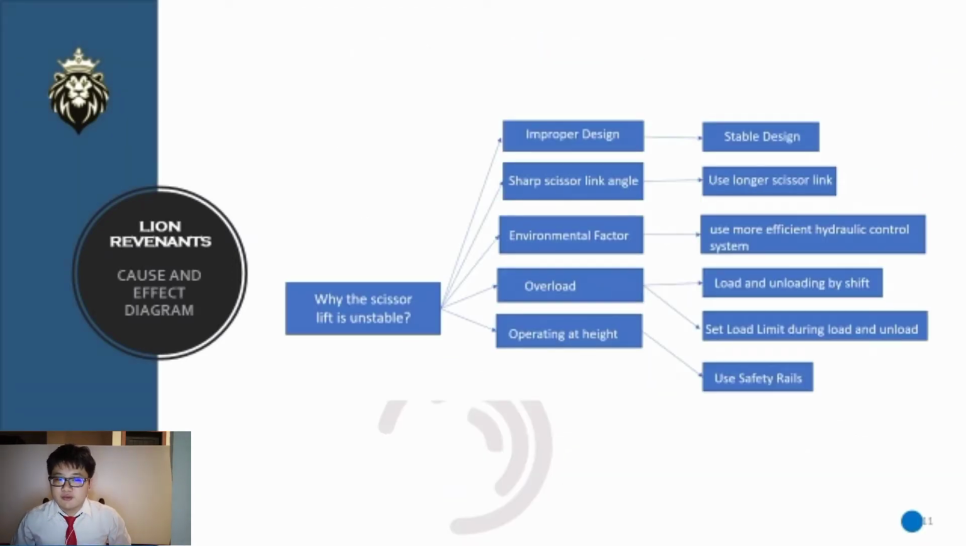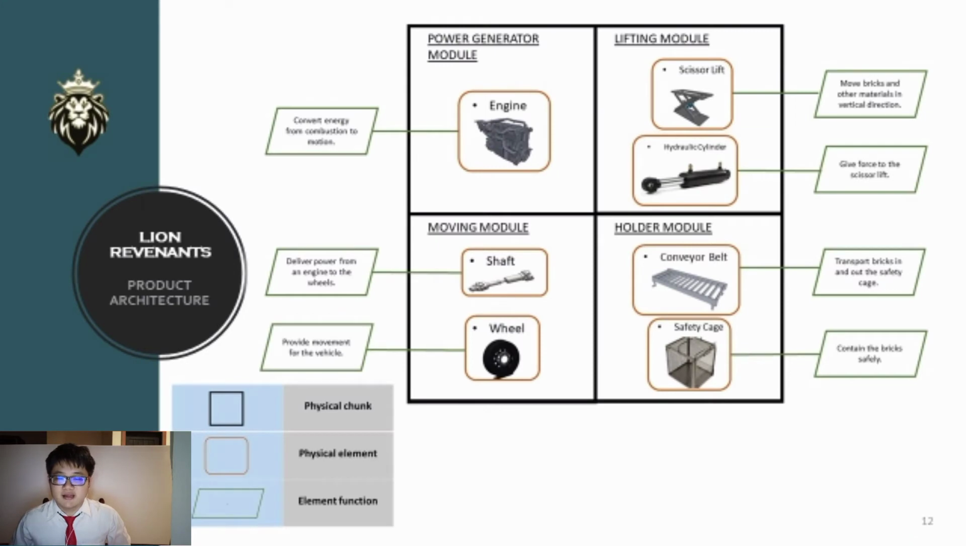Next, we will move to the cause and effect diagram. In this diagram, there are several factors that cause the scissor lift to become unstable, which are the improper design, sharp scissor link angle, environmental factors, overload, and operating at height. Next, we will move to the product architecture. In our project, there are 4 modules, which are the power generator module, lifting module, moving module, and holder module.